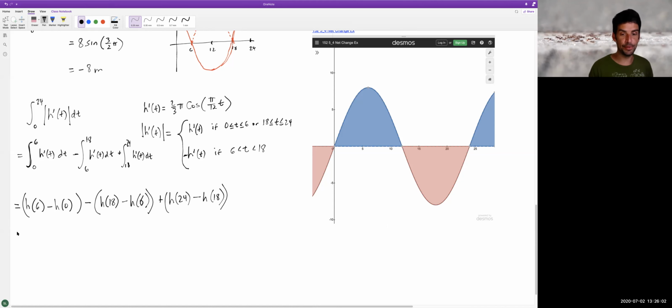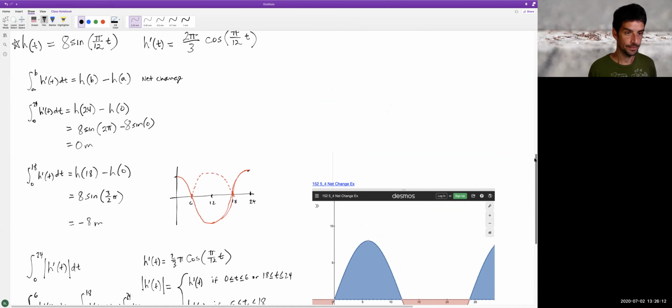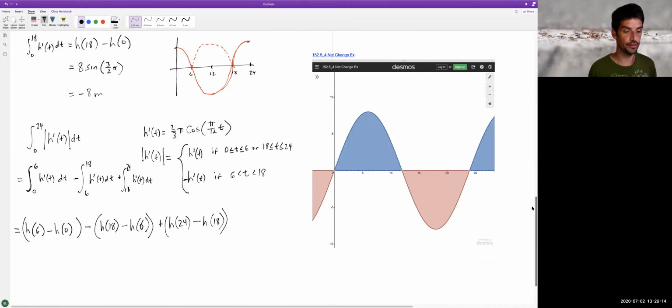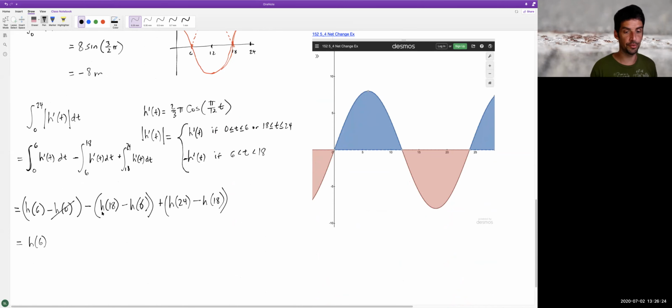All right, so let's compute this pretty quickly. Let me remind us of what h was. H was 8 sine of pi over 12. And actually, we can do a little bit of algebra first. We're going to have h of 6. I remember that h of 0 was 0, so this one goes away. H of 24, I remember, was 0 from earlier work, so those two go away.